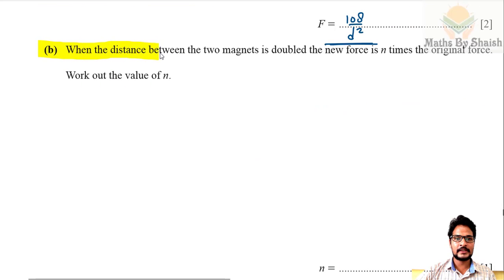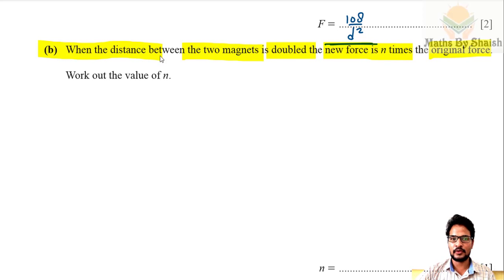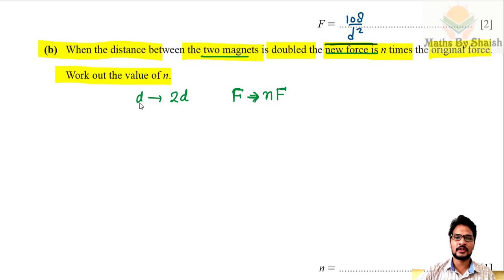Now B part, when the distance between the two magnets is doubled, the new force is n times the original force. Work out the value of n. So in this case we have new conditions: the distance is doubled, means the original d becomes 2 times d. The new force is n times the original force, means F is going to be n times the original force. So we will convert this F to n times F. It's like we are going to change it here.